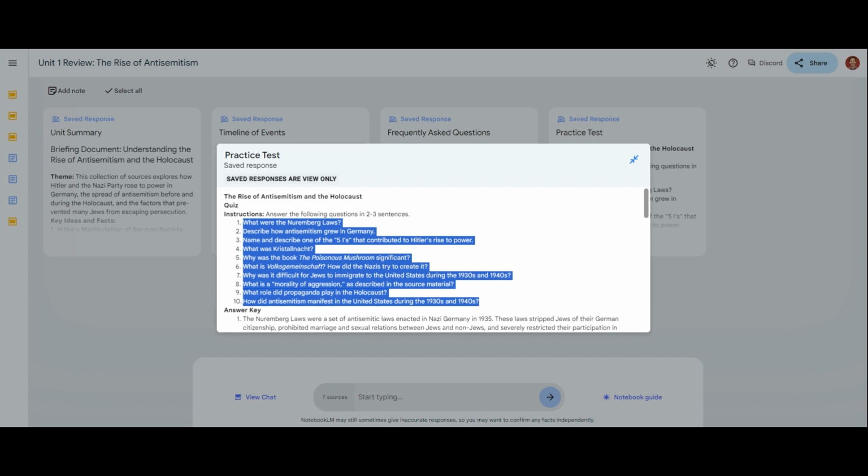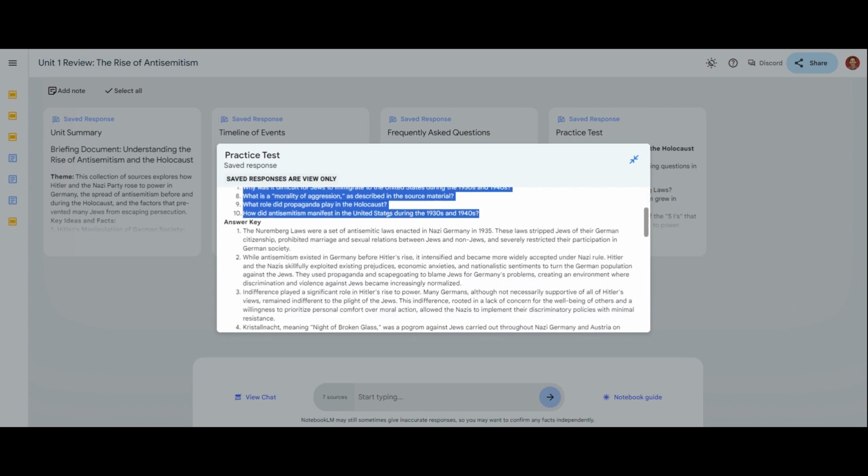You can answer the questions in 2 to 3 sentences on paper. You can talk them out loud to yourself. You can think through them in your head, whatever works best for you. I'm not grading a single aspect of this review. It is purely here for your own practice.